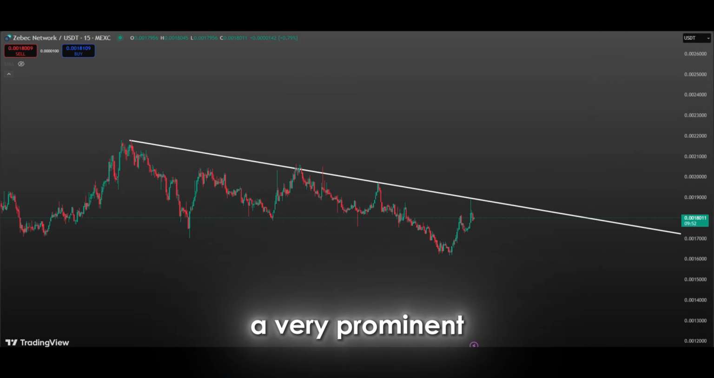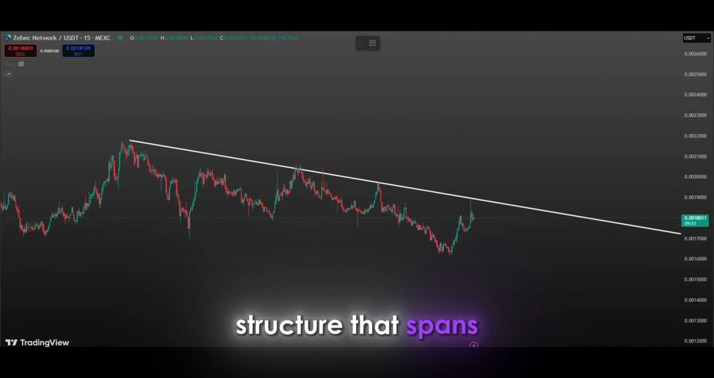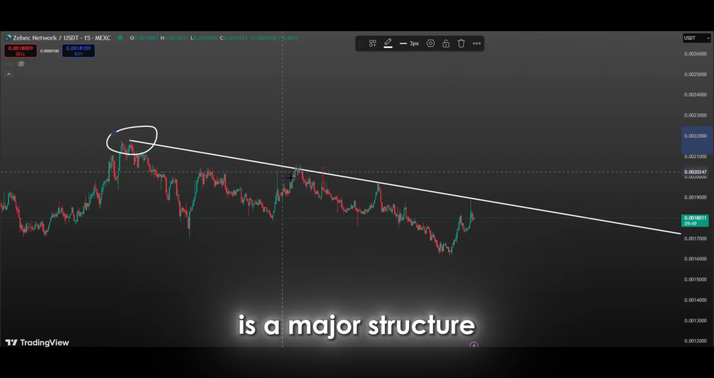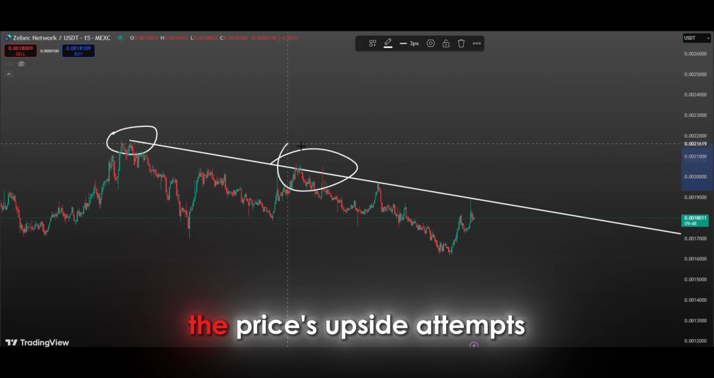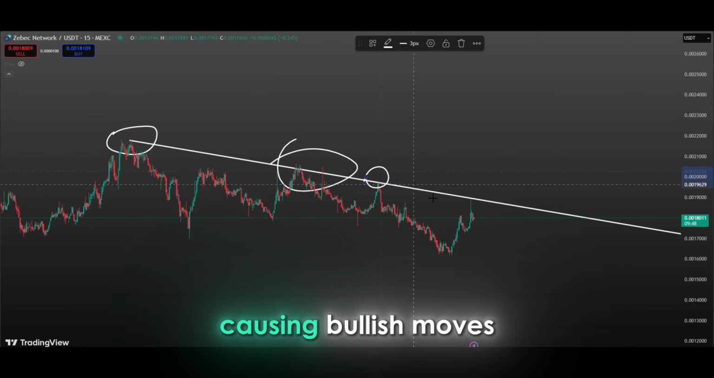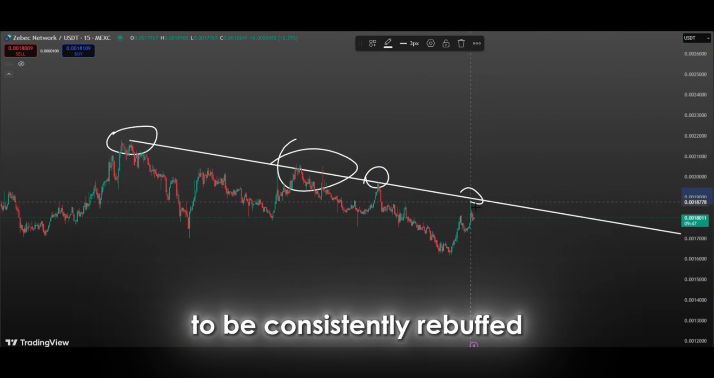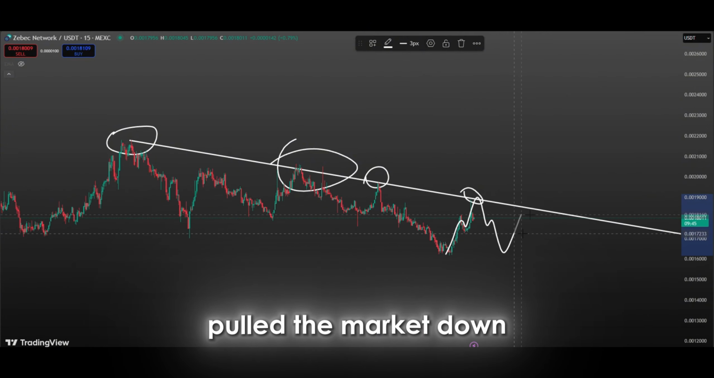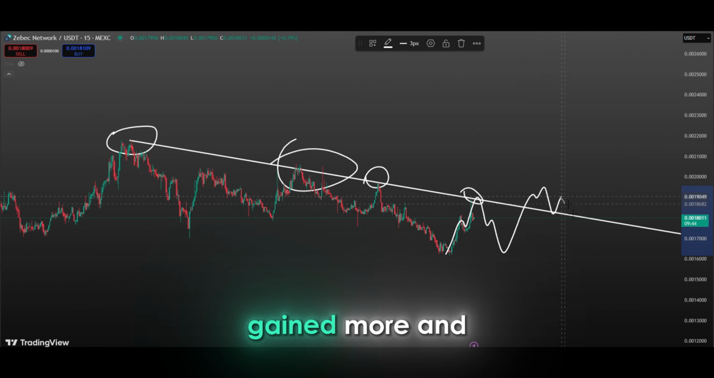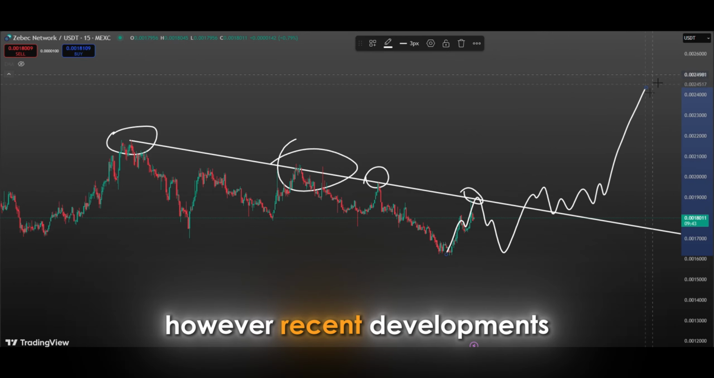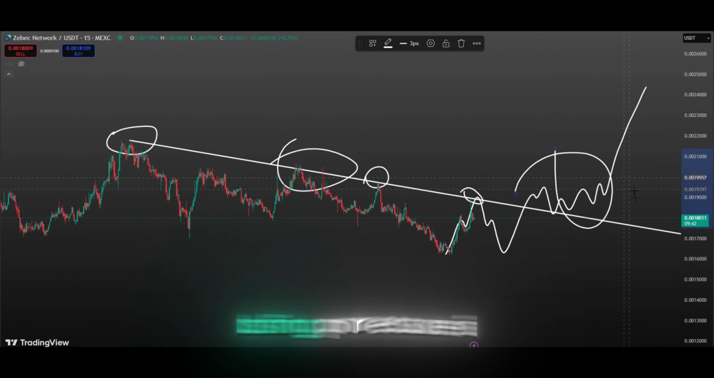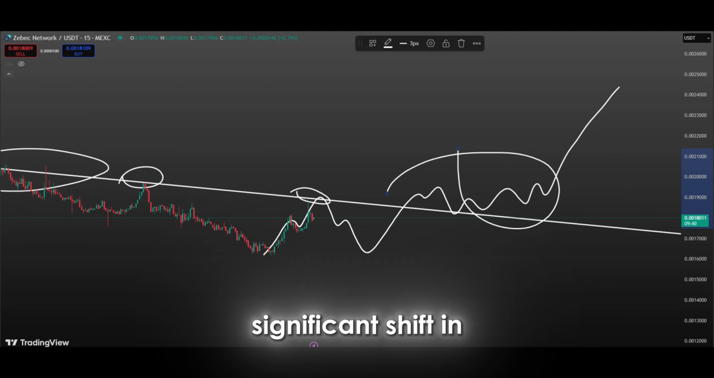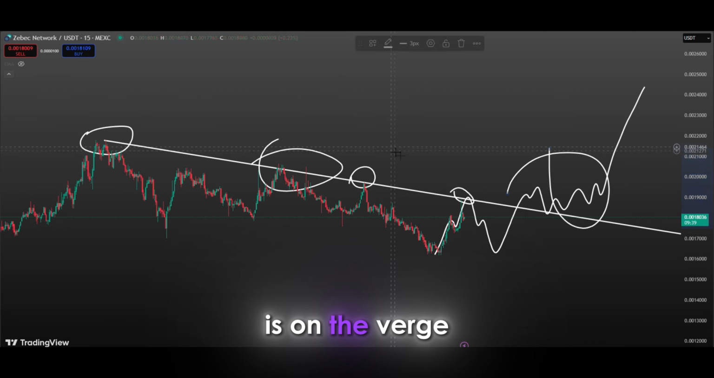The chart shows a very prominent and strong downtrend structure that spans over a wide time frame. This trend line is a major structure that has been suppressing the price's upside attempts for a long time, causing bullish moves to be consistently rebuffed. Each time the price approached this level, sellers re-engaged and pulled the market down, so that this falling structure gained more and more strength. However, recent developments suggest that this long-lasting pressure is now approaching a breaking point, and that a significant shift in market dynamics is on the verge.